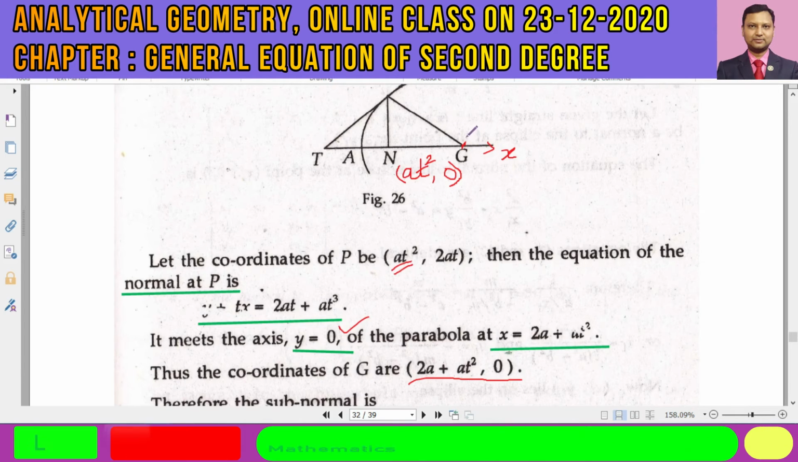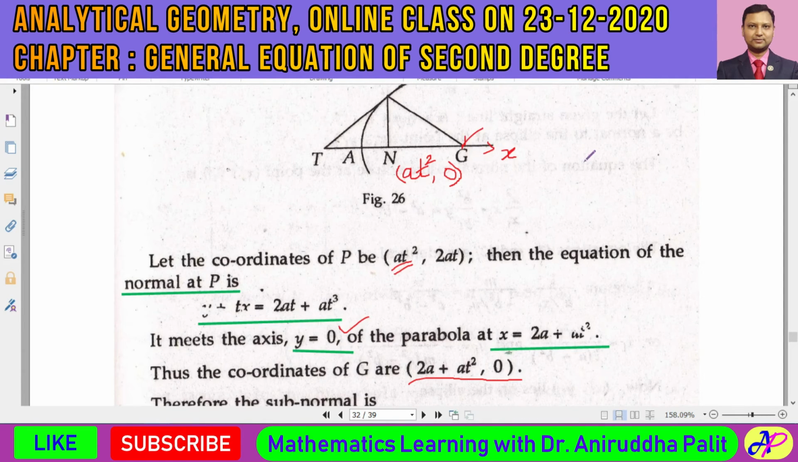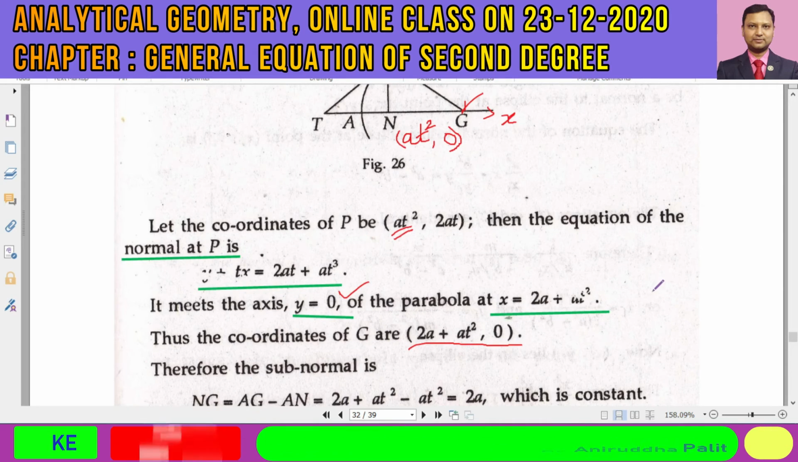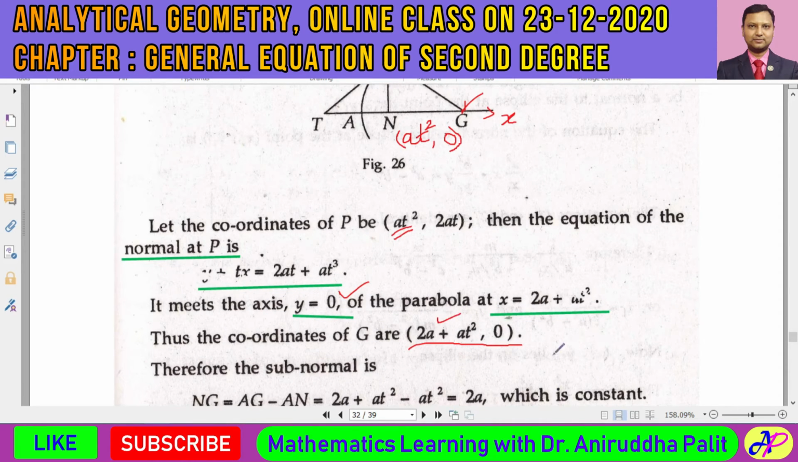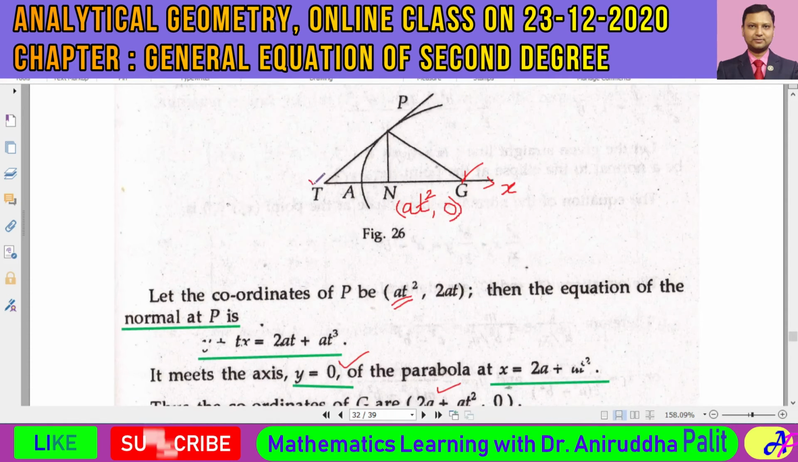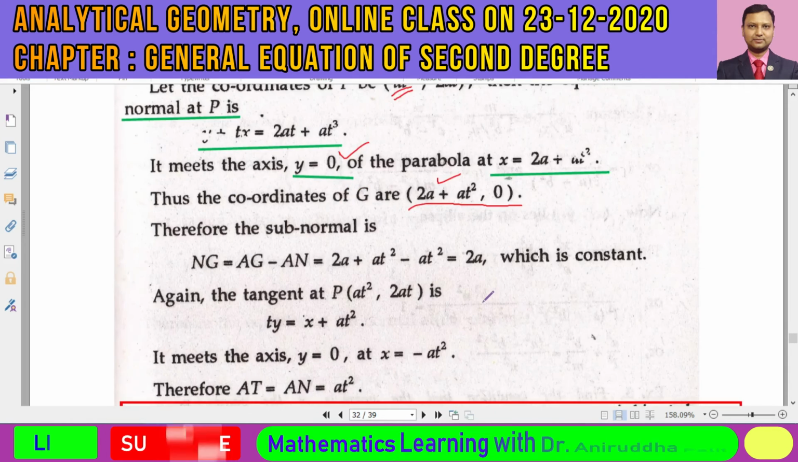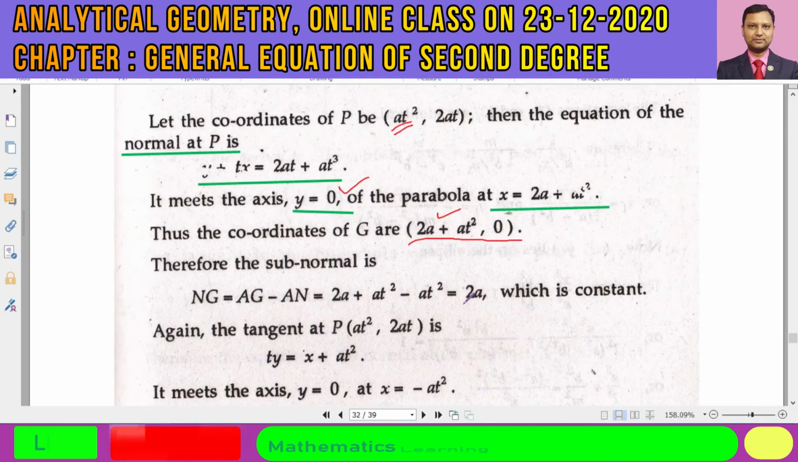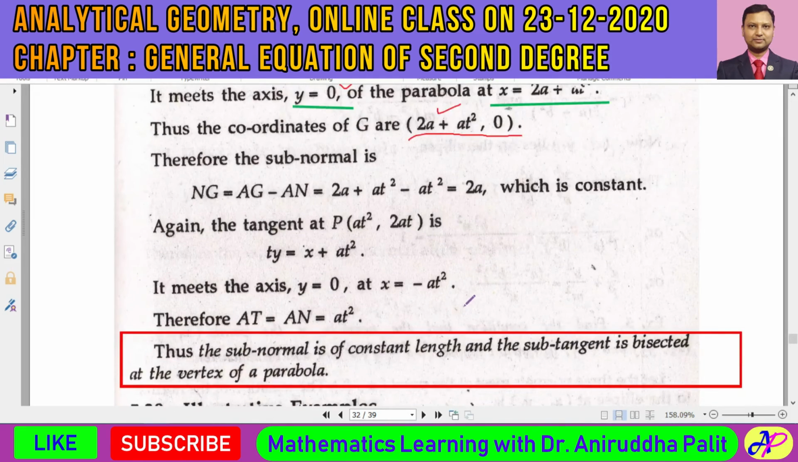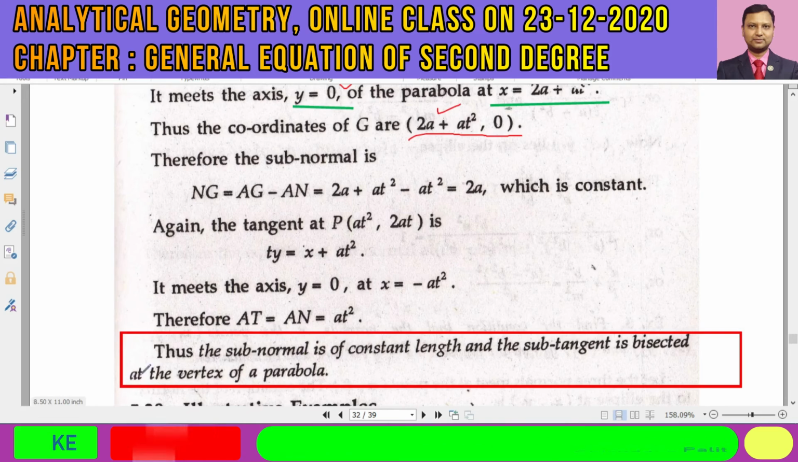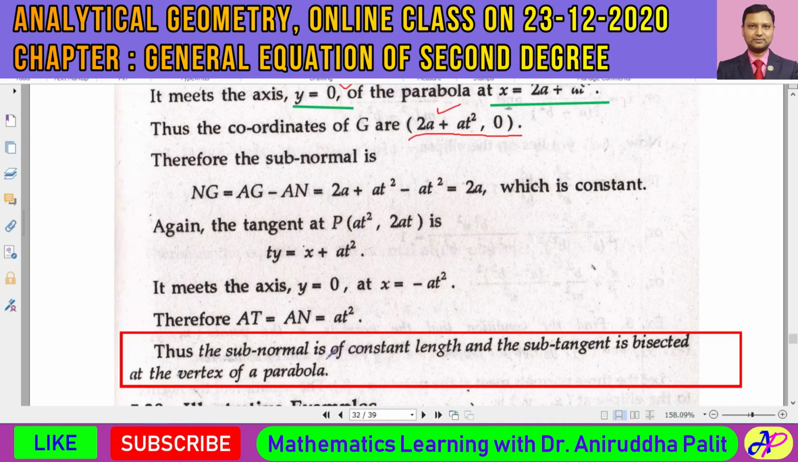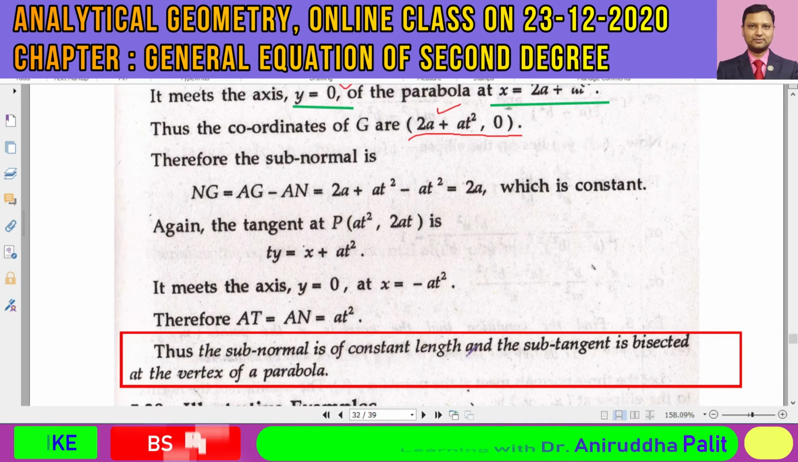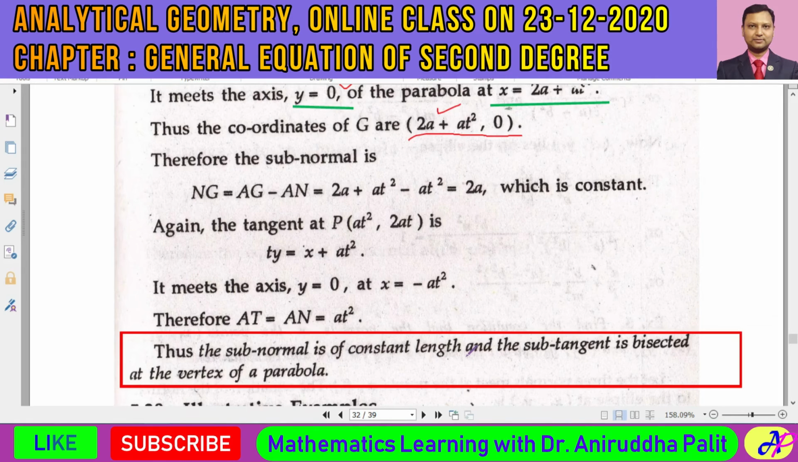So in this fashion, we can find the coordinate of the point G, the intersection of the x-axis and the normal, and this would be the coordinate of the point G. In the same fashion, we can again find the coordinate of the point capital T. Got it? So, over here, the result that generally comes in the exam is that the subnormal is of constant length. The subnormal of a parabola is of constant length.